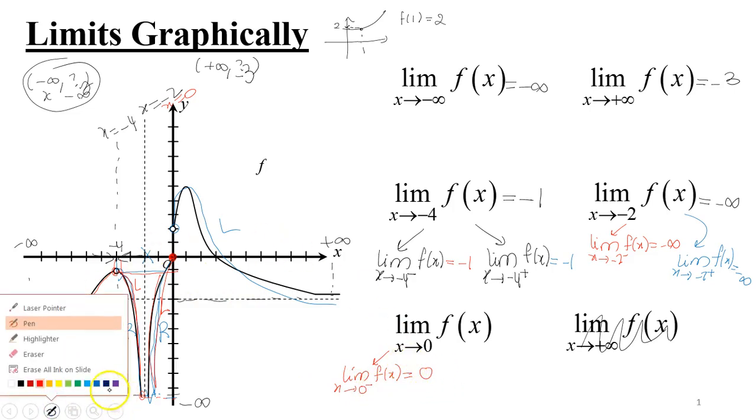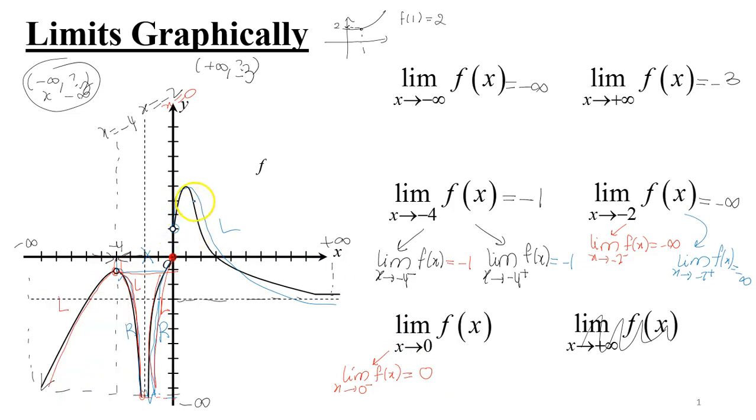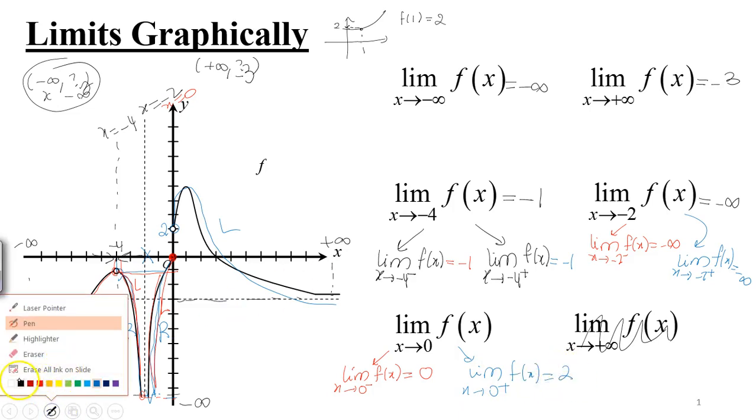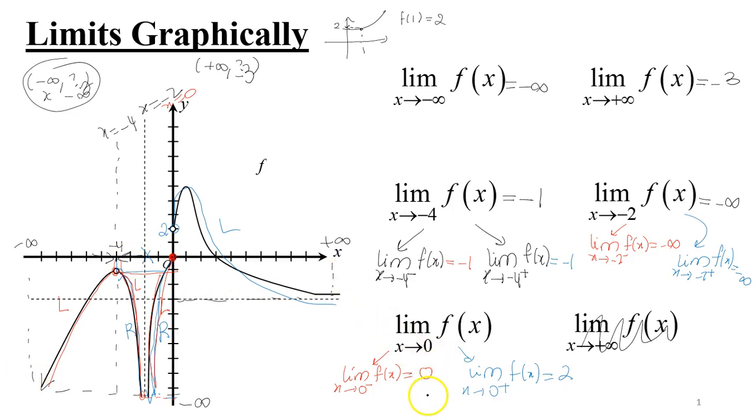However, if we look at the right curve, which is this one, on this curve, when x is 0, y is 2. So the limit when x is approaching 0 plus of f of x is equal to 2. Now that we have found the limits to left and right, we compare them. We notice that these two limits are different, which means the limit at 0 doesn't exist. So the limit when x is approaching 0 of f of x does not exist.